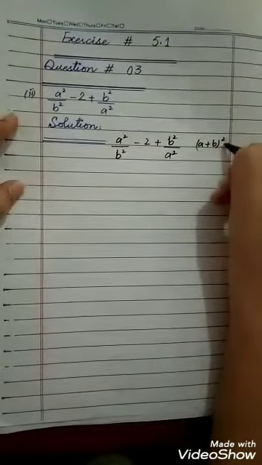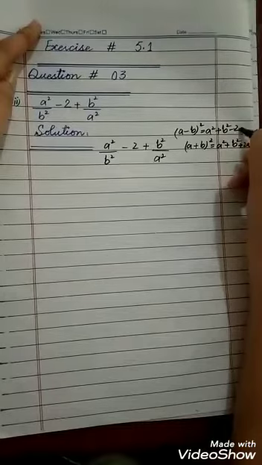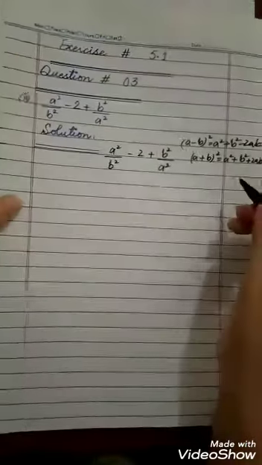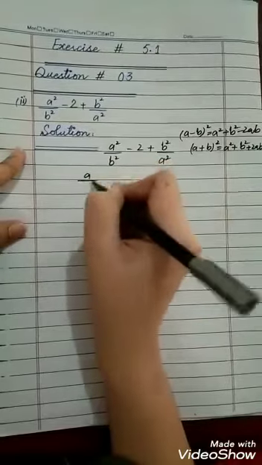Students, as you know, the formula: a plus b whole square is equal to a square plus b square plus 2ab, and a minus b whole square is equal to a square plus b square minus 2ab. As you are well familiar with this formula, students, we will try to apply it on this value.